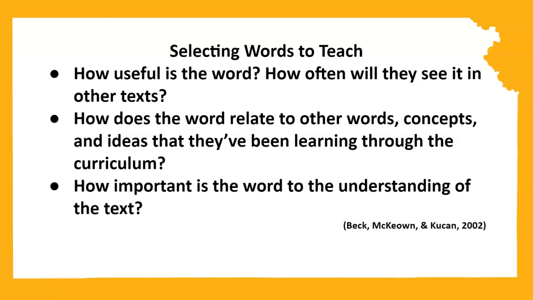Also, how does the word relate to other words, concepts, and ideas that they've been learning through the curriculum? In other words, does the word relate to what the students are studying? And finally, how important is the word to understanding of the text? These may be words that are important for understanding the main ideas or the main concepts of the reading selection. Try to teach at least 3 to 5 words per reading selection. Beck and colleagues recommend trying to teach at least 400 words a year through systematic, explicit instruction with multiple exposures and opportunities to practice.